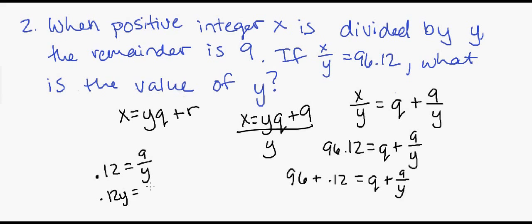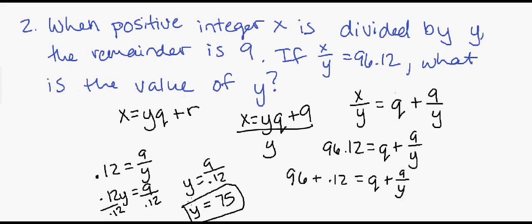So doing that, I'm going to multiply both sides of the equation by y. So I'm going to get 0.12y equals 9. Then I'm going to divide by 0.12, divide by 0.12, and I'm going to get y equals 9 over 0.12, which is going to equal 75. You can do that by hand or however you want to do it. But anyways, so y equals 75, and that is our final answer.